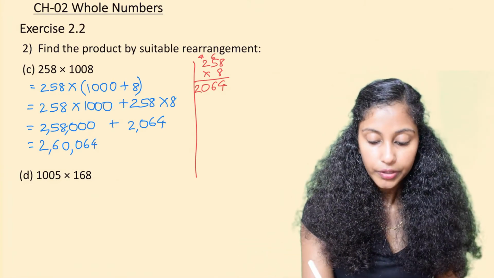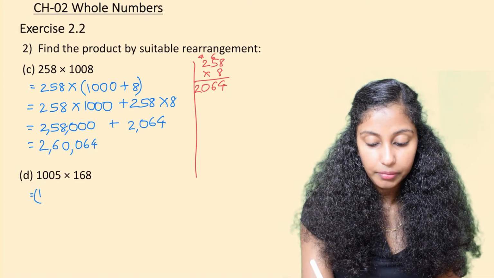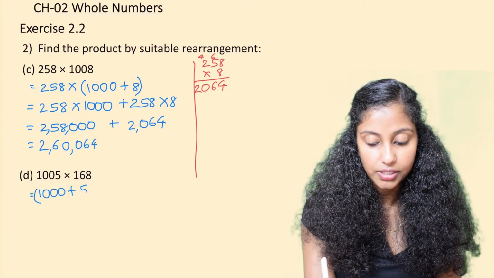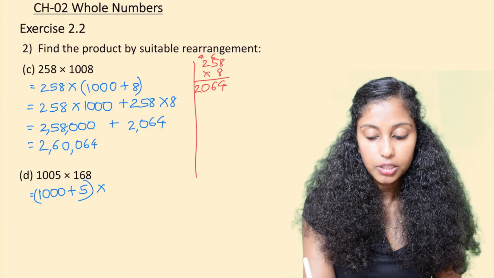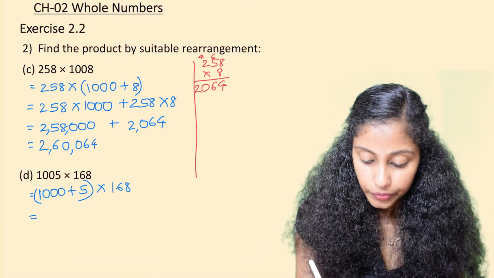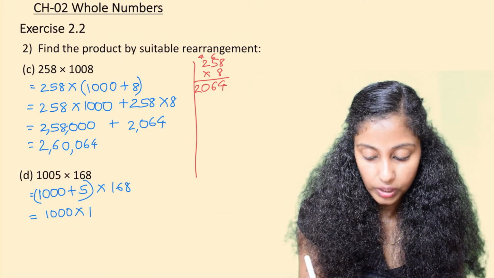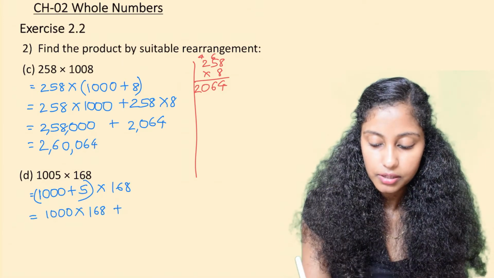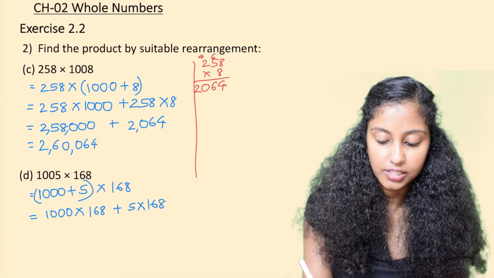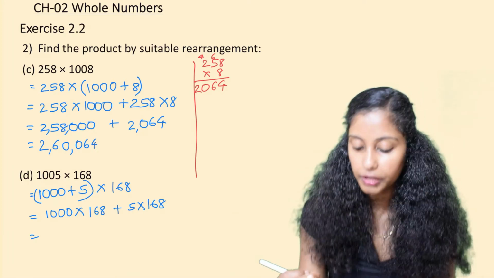So here what we do is, 1005 can be written as 1000 plus 5, multiplied by 168. So here, 1000 multiplied by 168 plus 5 multiplied by 168. This is again the distributivity property of multiplication over addition.